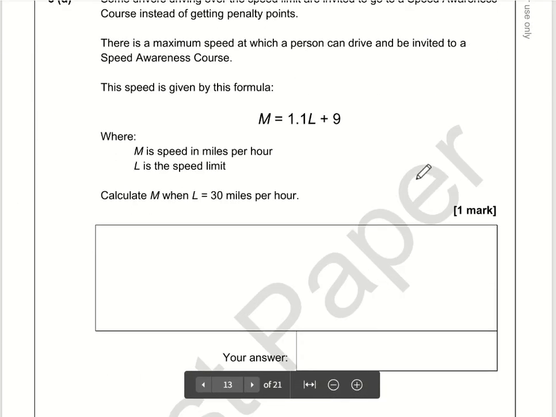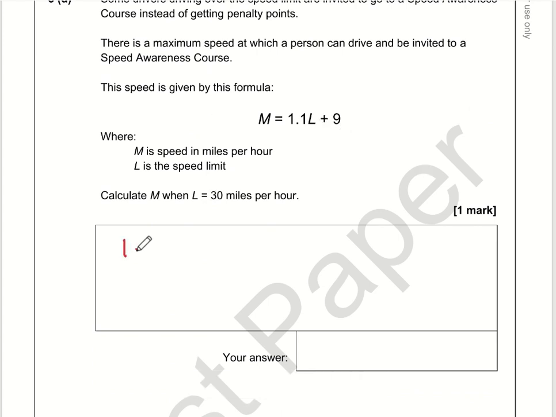Okay, moving on to D. Okay, so 1.1 L, that means 1.1 multiplied by L plus 9. So 1.1 times 30 plus 9. Remember, using BIDMAS, we need to do the 1.1 times 30 first. And 1.1 times 30 is 33. And 33 plus 9 is 42. So the answer here is 42.